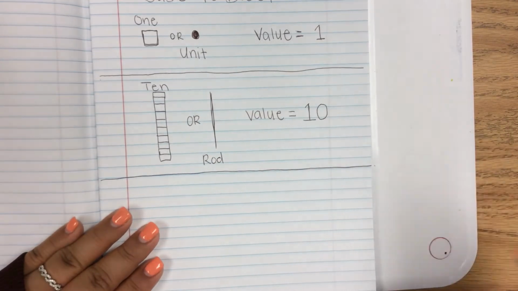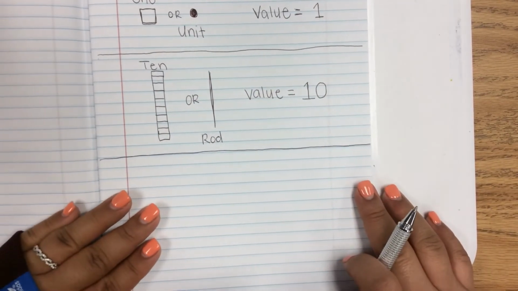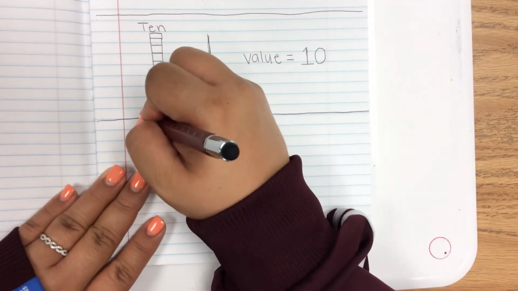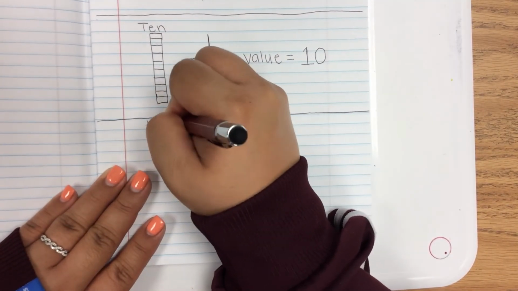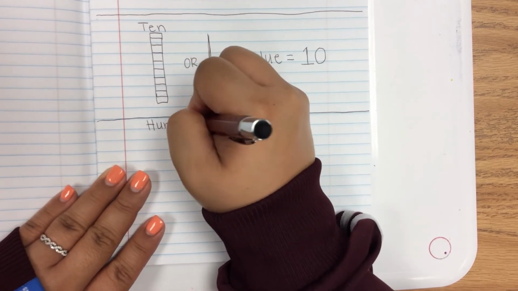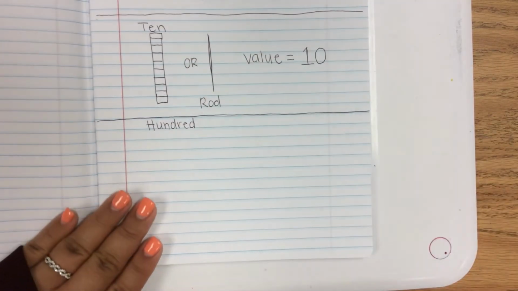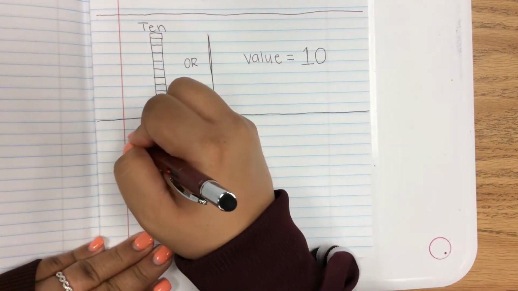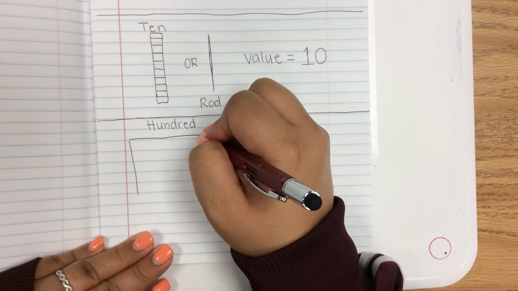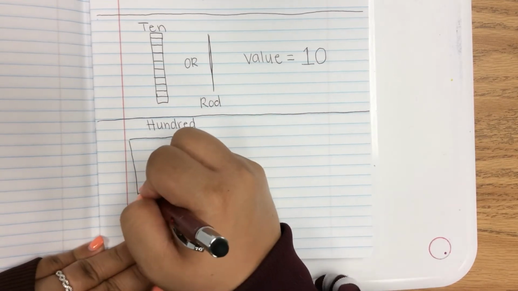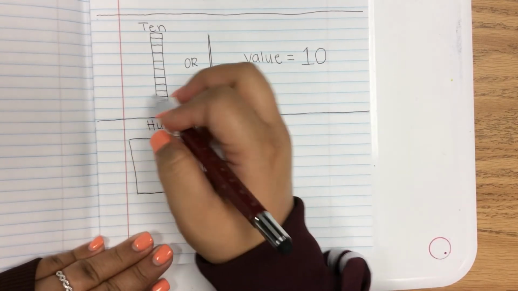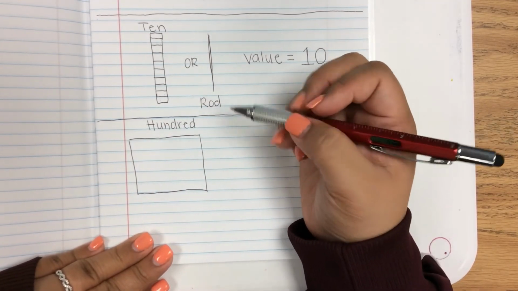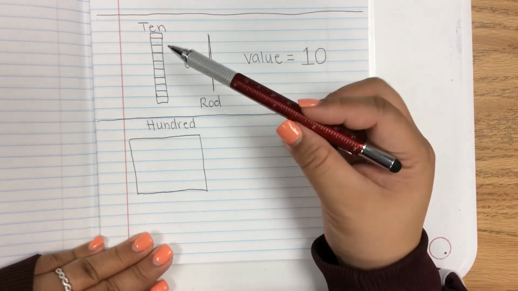So I'm going to draw the line here. Our next block is 100. And this is how we'll draw this block. Now, if this one's 100, how many units, listen to that vocabulary, how many units do you think are in this hundreds flat? If you guessed 100, you are correct.